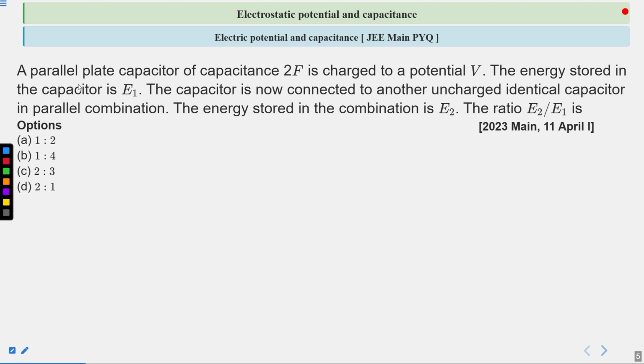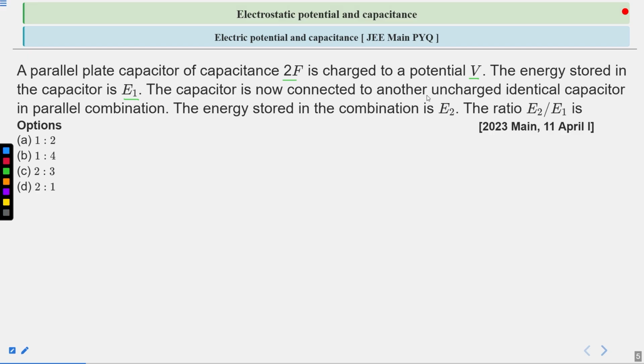So next question: a parallel plate capacitor of capacitance 2 farad is charged to potential V. Okay, so 2 farad is a very big unit and it is impractical, but in numericals we can also take impractical units, but we just have to solve the question. The energy stored in the capacitor is E1.